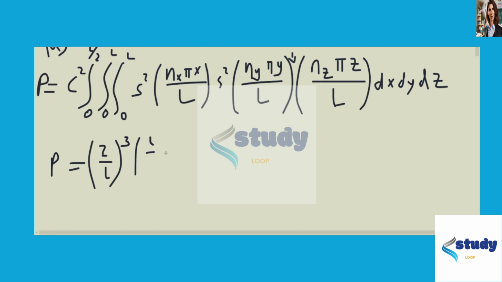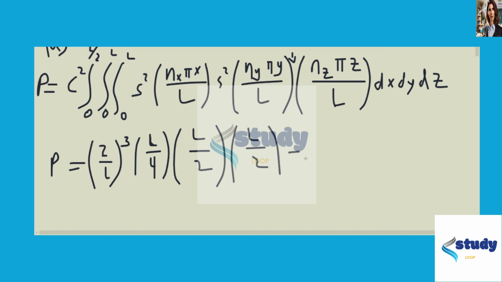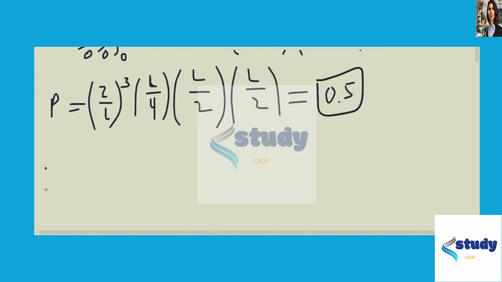Times L over 4. So that's coming from nx pi x over L from 0 to L over 2. And then you have L over 2 from integrating dy, and L over 2 from integrating dz. So if you notice, the L's cancel, and we're left with 1/4 as the probability. Okay.